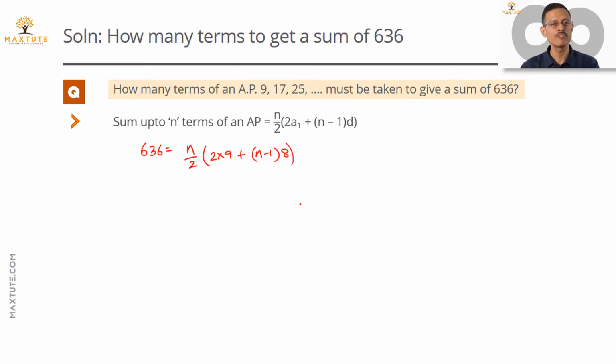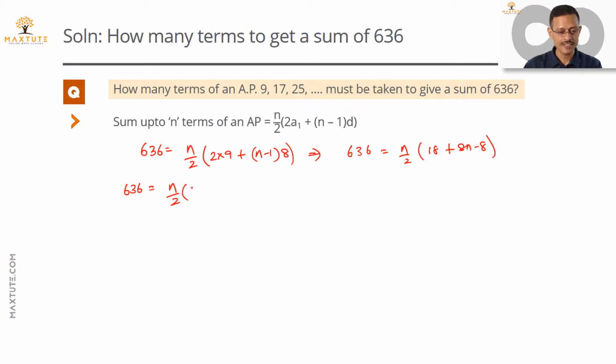So one equation, one variable case. So n is the only variable that we need to find out. So 636 basically becomes n by 2 into 18 plus 8n minus 8. So this is 636 is equal to n by 2 into 18 minus 8, which is 10, plus 8n. We can cancel the 2 with both these terms to leave us with a 5 and a 4n. So this equation basically becomes 4n square plus 5n equals 636.